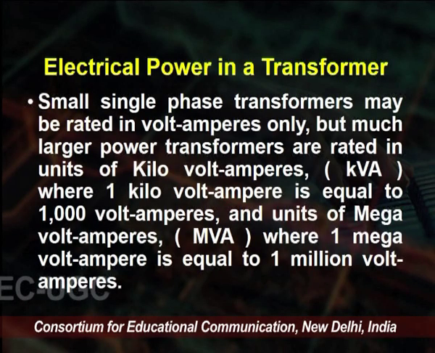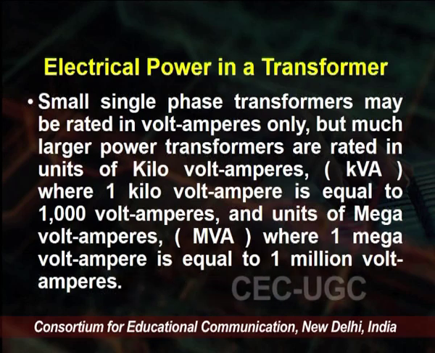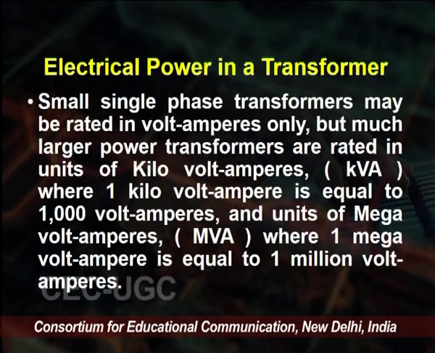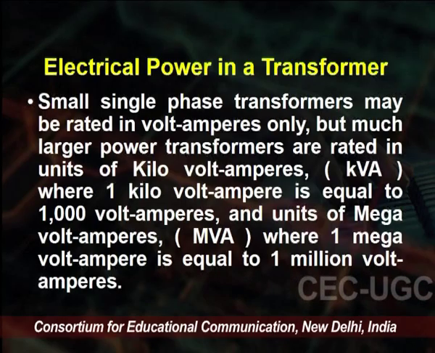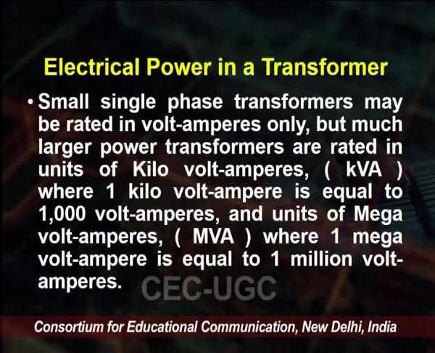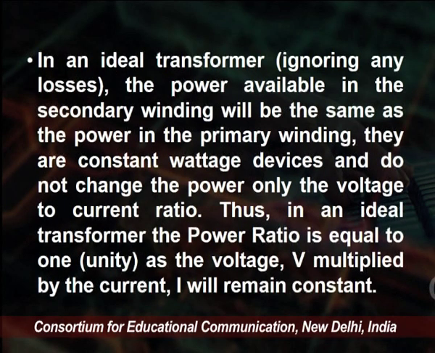We can say it is, but much larger power transformers are rated in units of kilovolt-amperes. A larger power transformer has an output in kilovolt-amperes, that is kVA, where 1 kilovolt-ampere is equal to 1000 volt-amperes, and the unit megavolt-ampere, where 1 megavolt-ampere is equal to 1 million volt-amperes.